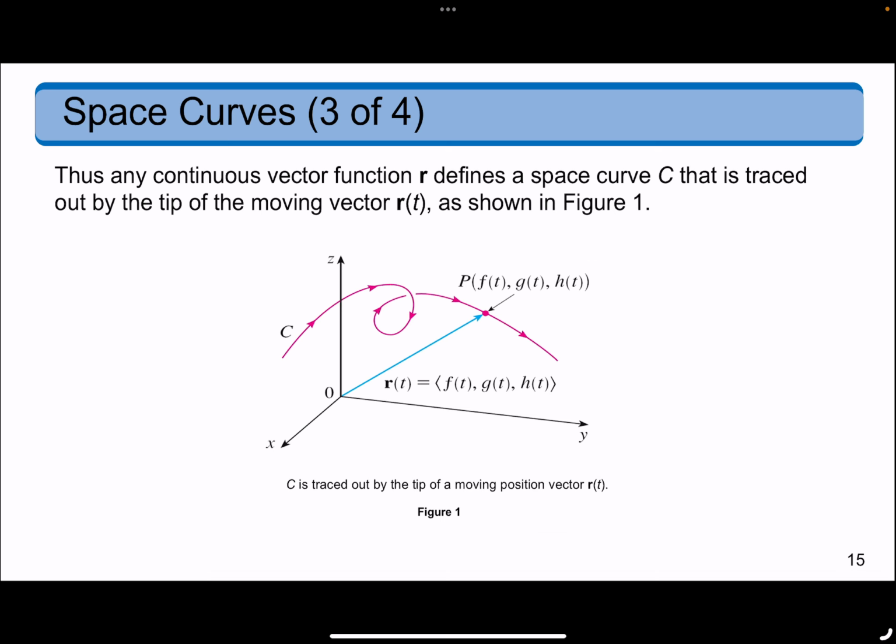Thus, any continuous vector function r defines a space curve C that is traced out by the tip of the moving vector r of t, as shown in the figure. So it would be moving along x, along y, and along z. So the motion is governed by a motion along x, along y, and along z. For every point, there is a movement along these three directions.